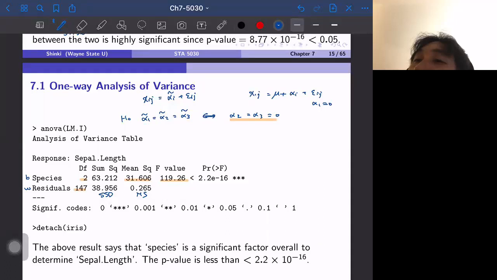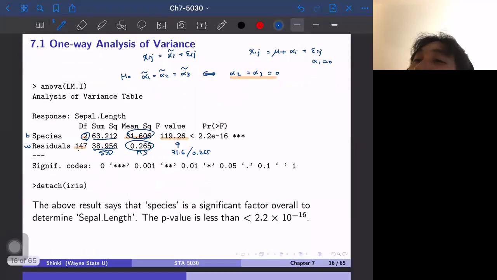So you calculate the mean square. At first, the sum of squares, then we divide this by the degrees of freedom, then we get the mean square. So 63 divided by 2 is 31.5. And then the same thing for residual, 38.95 divided by 147, so that becomes 0.265. Then we take the ratio, 31.6 over 0.265, so this becomes 119. This is extremely large because the F value is usually centered around 1. So 119 is really large, so the p-value is very small. We reject the null hypothesis.